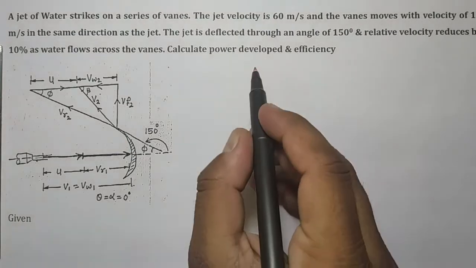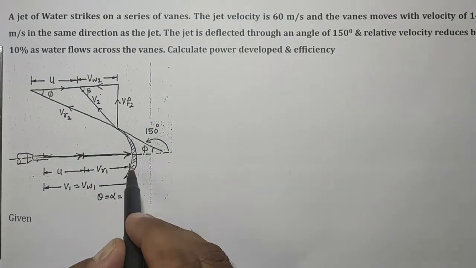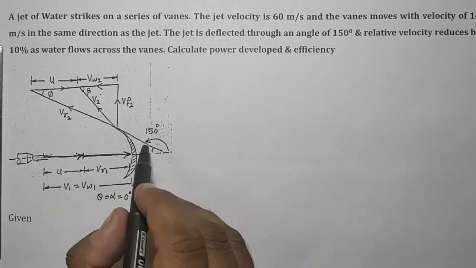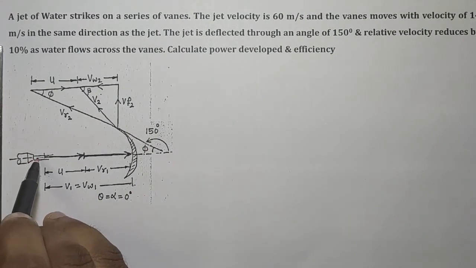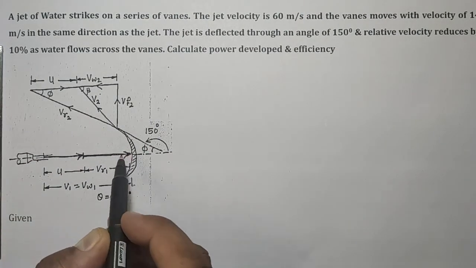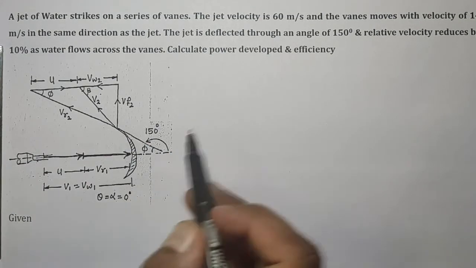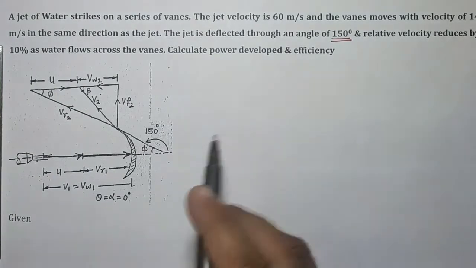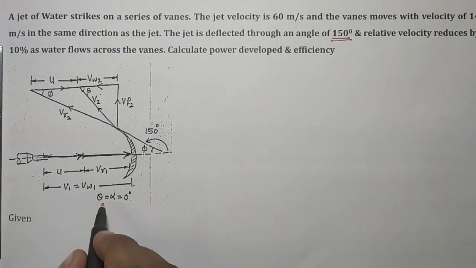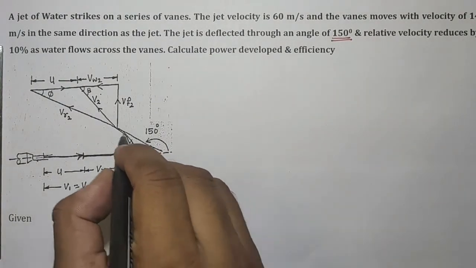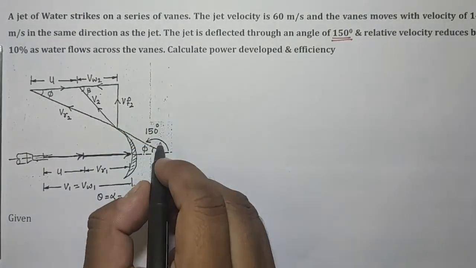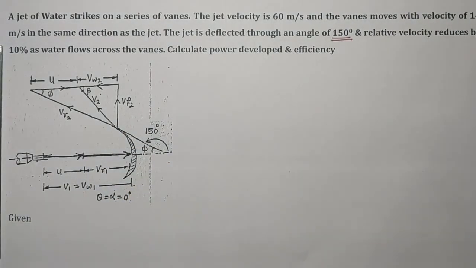So here we have this curved vane. Because of the jet striking this particular vane, and because of its shape, the jet deflects through an angle of 150 degree. So the angle theta, or we can say exit angle phi, in this case will be 180 minus 150 degree. Basically 180 minus 150 is 30 degree.